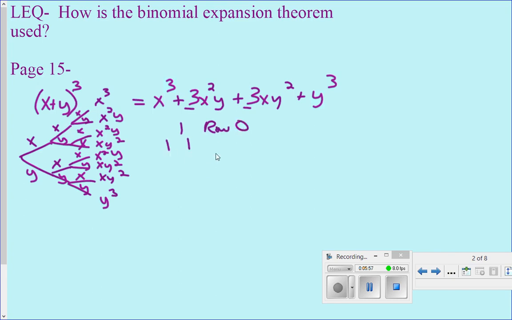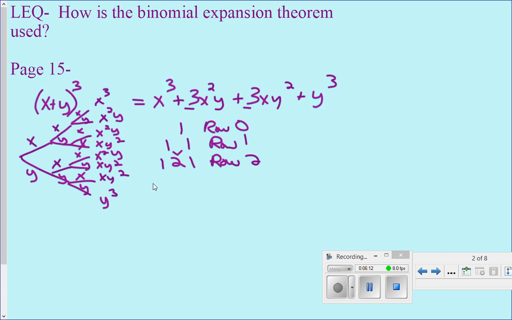And then we have a 1 and a 1, and that's row 1. And then we have a 1, 2, 1, and that's row 2. And hopefully you remember how to get these numbers. We start with the 1 and then the 1, 1. But then from there on, we add the previous numbers, the numbers from the previous row.